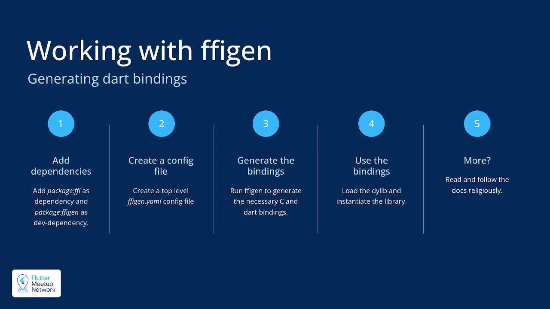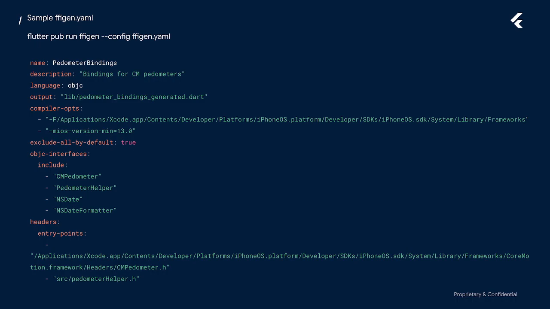So this is what a sample FFIGen YAML looks like, the FFI config file. This is copied from the Flutter repo, where it's available as an example. I've attached the link to the resources available in the slide. So this is what it looks like.